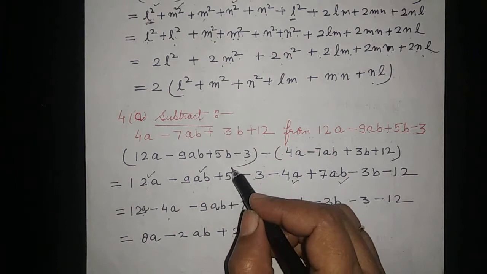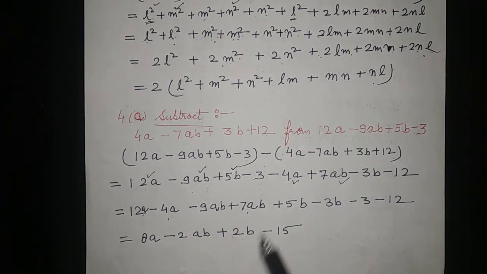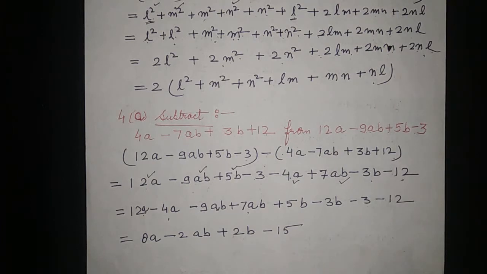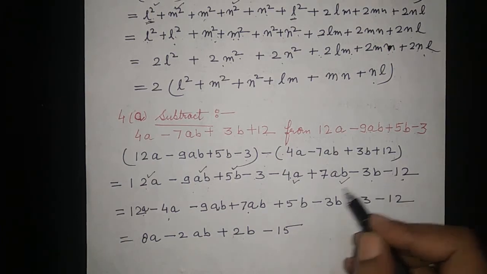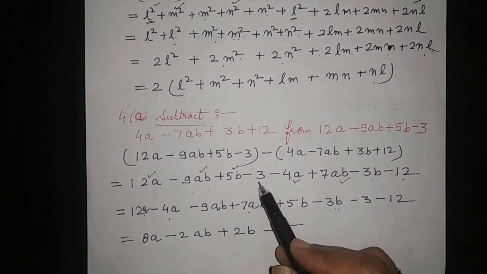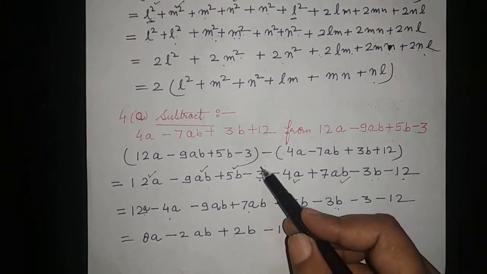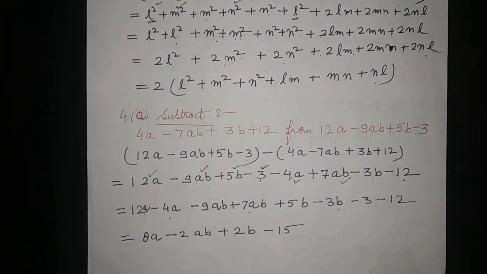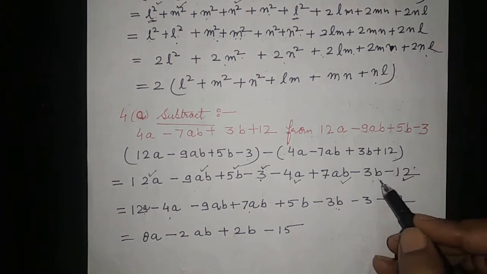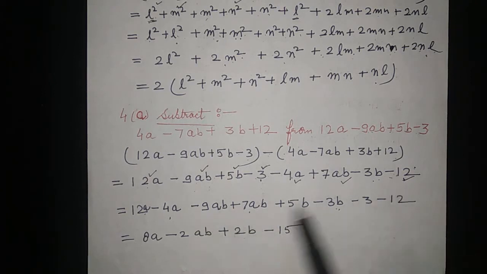Now, the next term is 5b. Now, you search which term is just like 5b. Minus 3b. So, after writing 5b, you will write this minus 3b. Clear? Now, minus 3. Minus 3 you can see. It's a constant term. So, with minus 3, what will we write? This minus 12. Now, you can see we have written all the terms of the step.